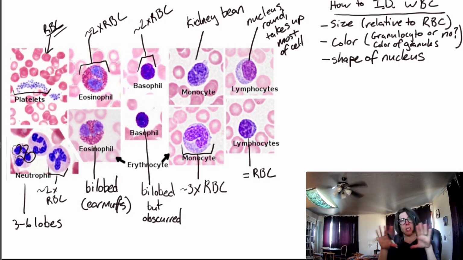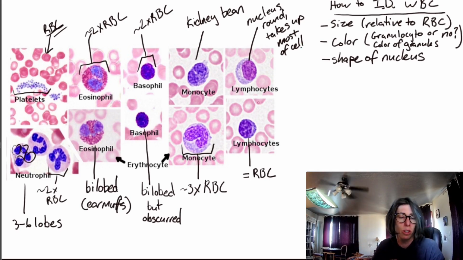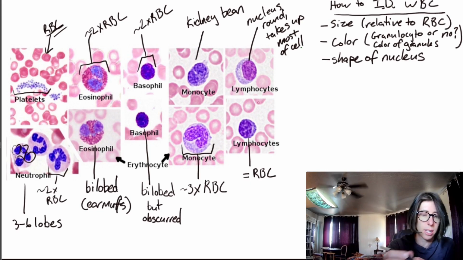If you're looking at a slide, and you know that the slide is a blood sample from a normal, healthy human, you can also look at relative abundance and see how rare they are, because basophils are super rare. They're really hard to find on a slide of a human blood sample. All right, so let's look at the next picture here.